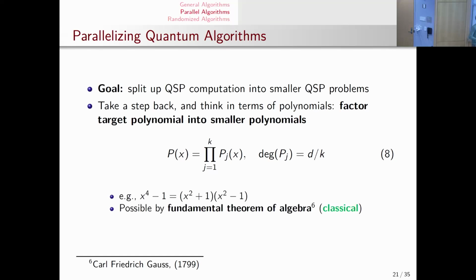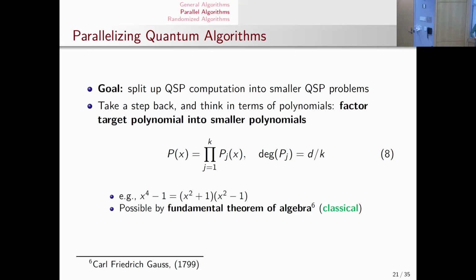So, for instance, if we were considering a degree 4 polynomial, like x to the 4 minus 1, you can imagine breaking that up into 2 polynomials and then running those polynomials separately on 2 quantum computers. And crucially, each one of those calls to these 2 degree 2 polynomials would be cheaper than implementing one single degree 4 polynomial. And in addition, this is all based on the fundamental theorem of algebra, which was proven back in like the 1800s. And it guarantees that we can always factor some polynomial into something like this. So this decomposition always exists.